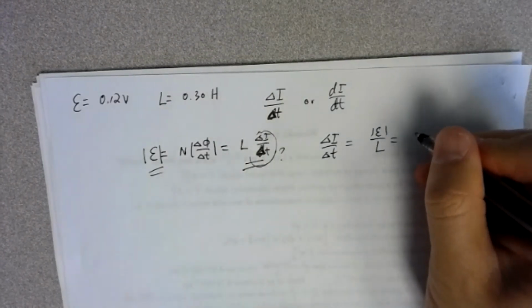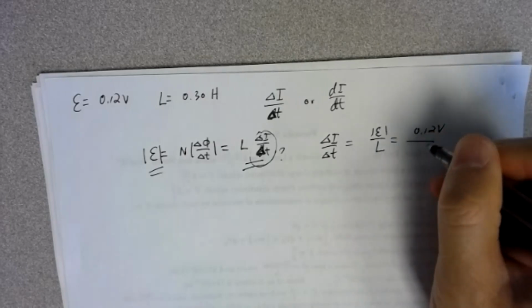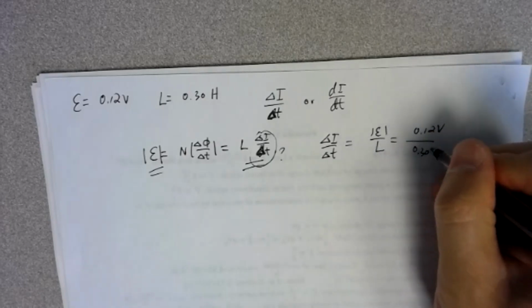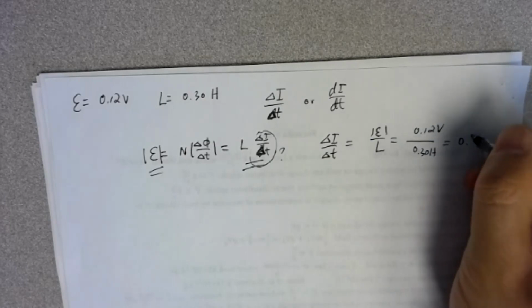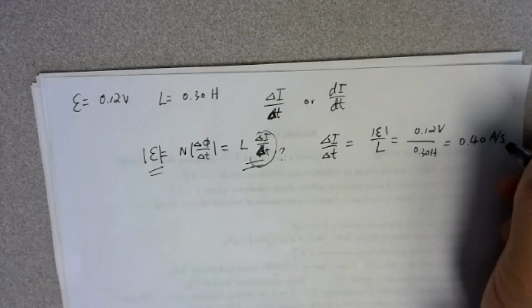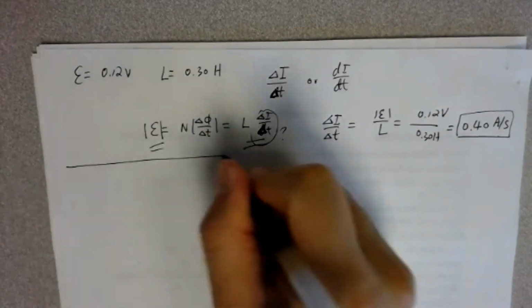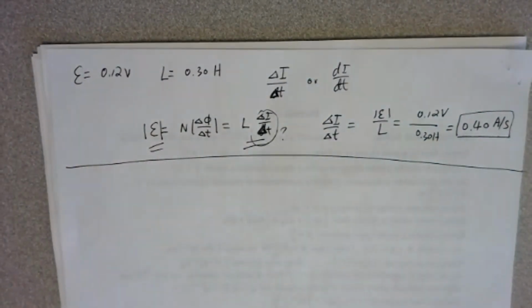So 0.12 volts divided by 0.3 Henry. That gives you 0.4 amps per second, the change in current. All right, so let's go back to the slide.